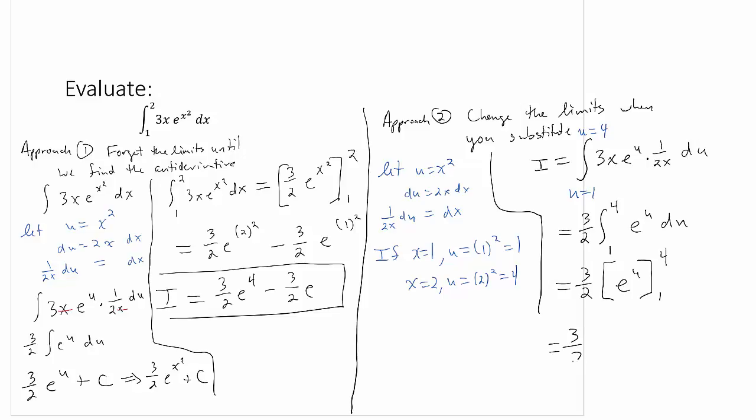And so then that would be 3/2 of e to the 4th minus e to the 1st, which is equivalent to what we wrote earlier. Just factor out the 3/2 from the original expression. So there's two approaches, and they both work the same.